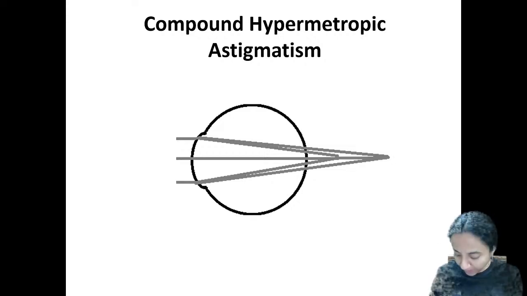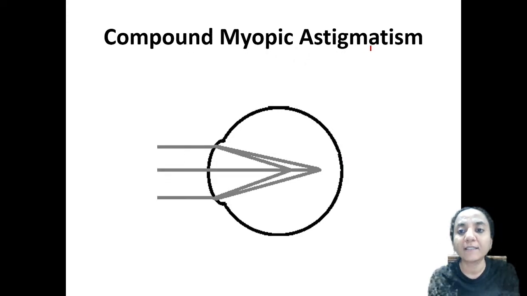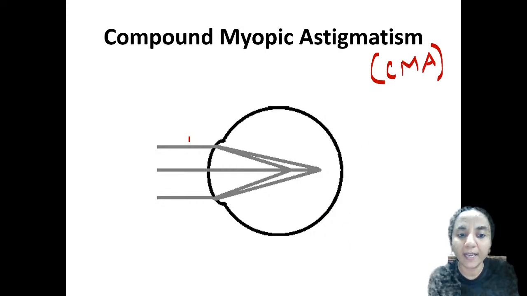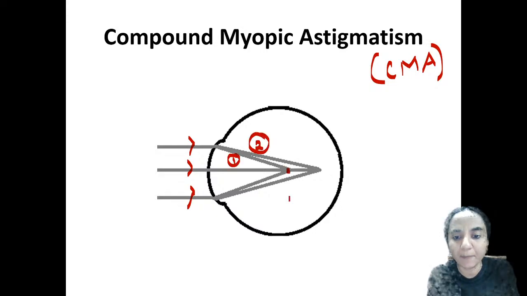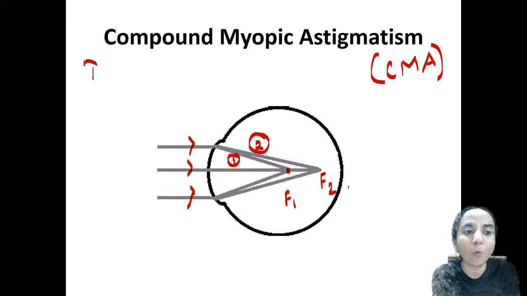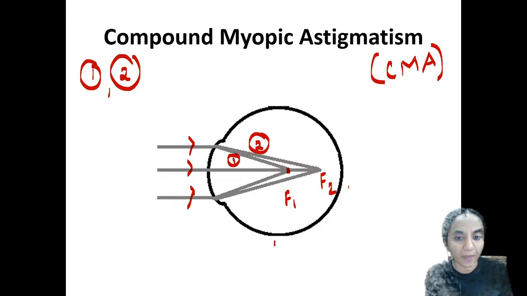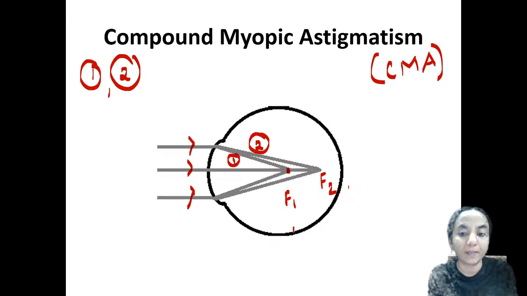Now, what do we mean by compound myopic astigmatism? This is CMA. Look at this picture. Here the set of rays have come in as a single bundle, but inside they are split into two. I will name them 1 and 2 and the focal points F1 and F2. Now can you tell me, what are these axes? Are they emmetropic, myopic or hypermetropic?